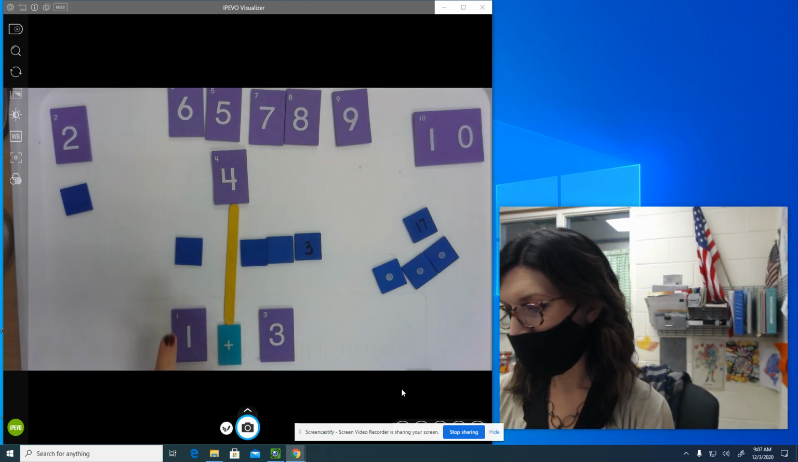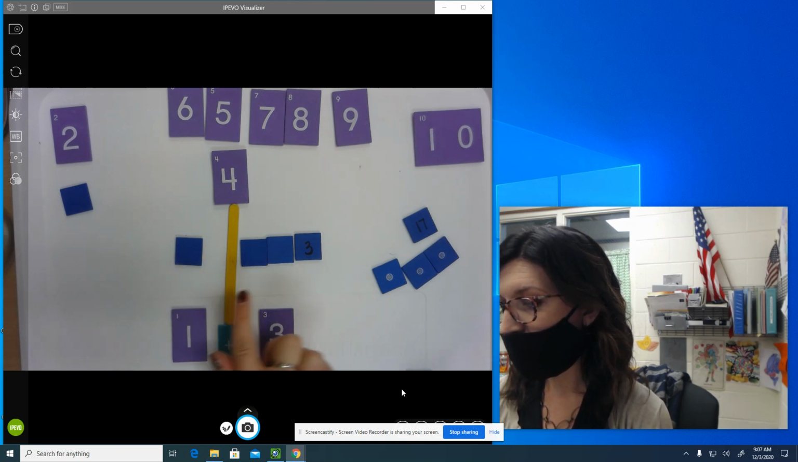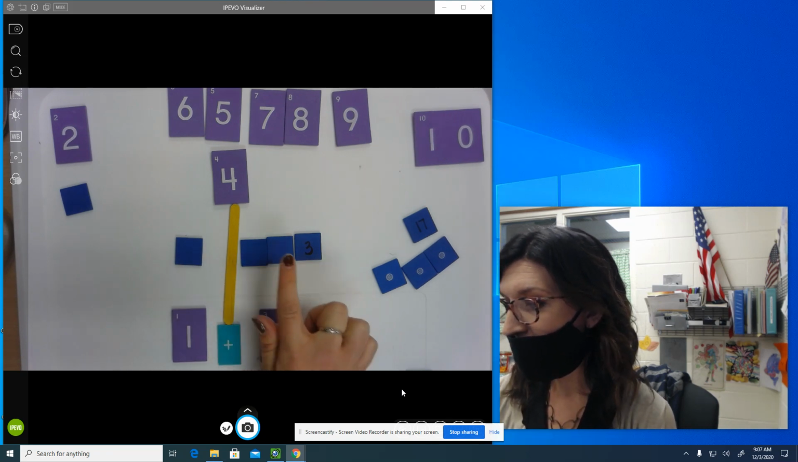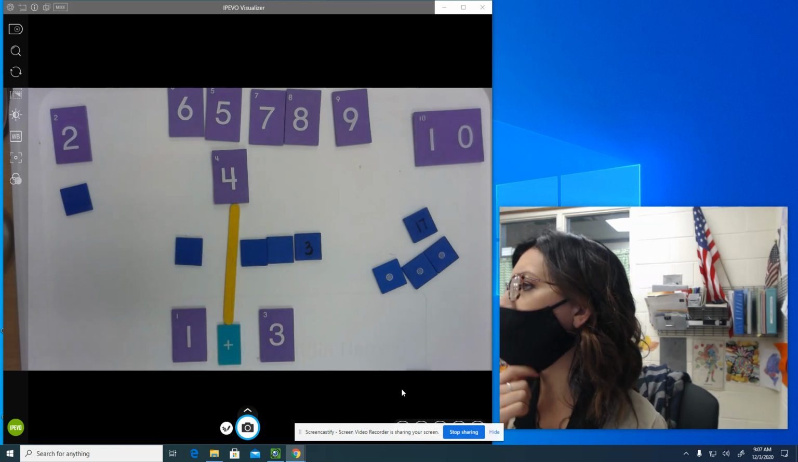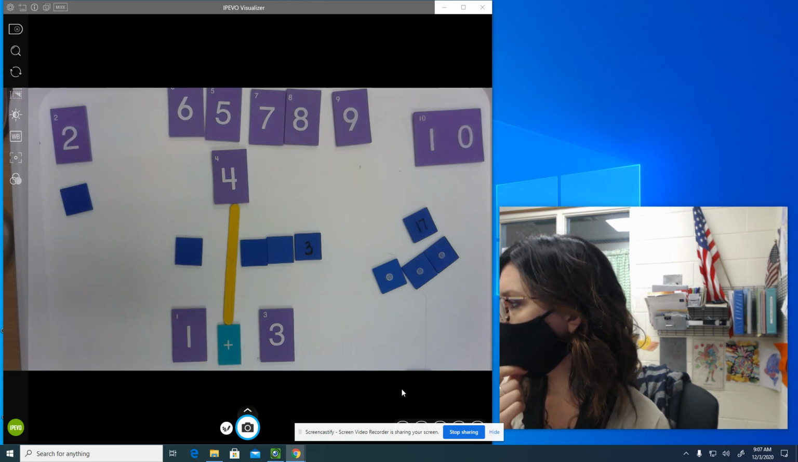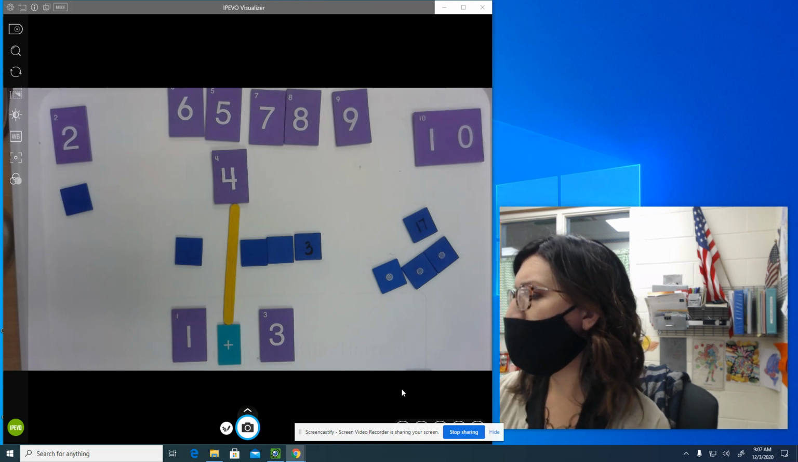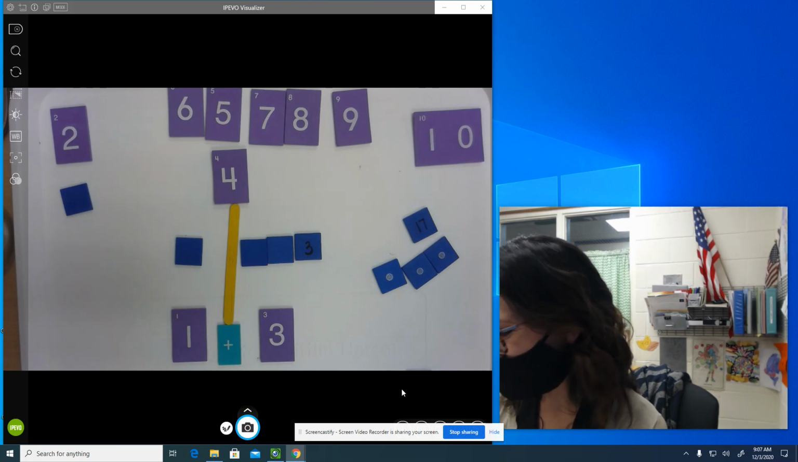There's 1 and 3. There's 1 plus 3, and that equals how many? 4. What should we do to find out if you're right? What should we do to make sure that that's 4? You tell me. What do you think we should do? We can count them. We could count them.